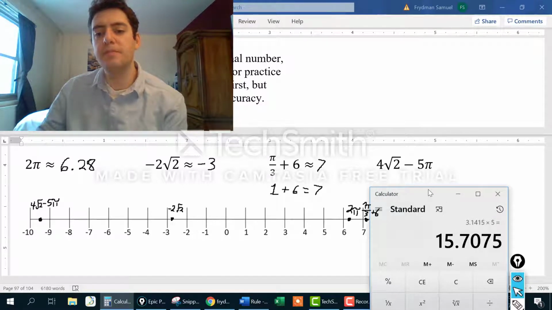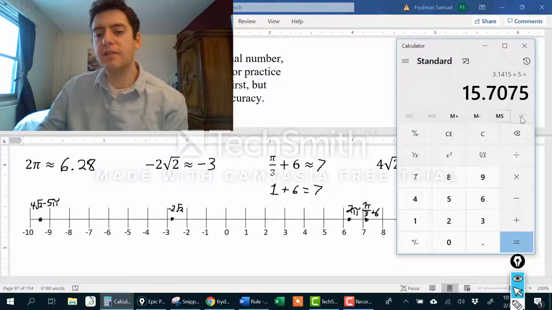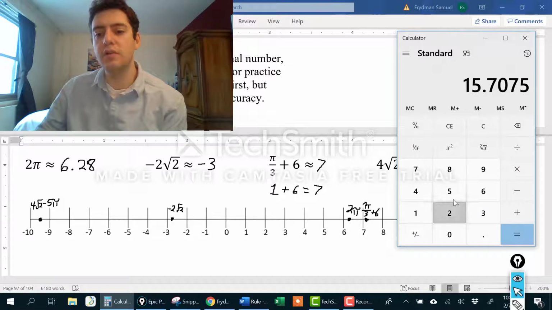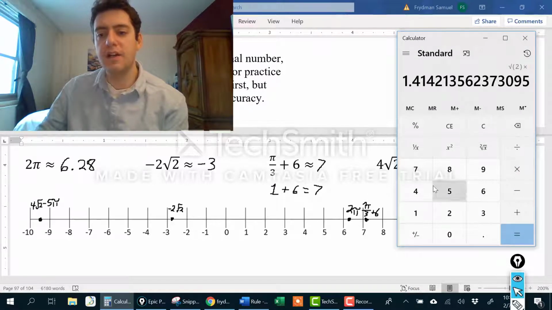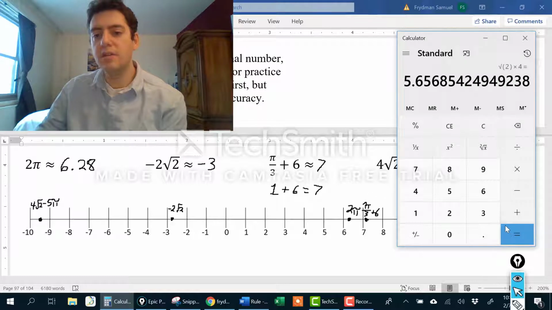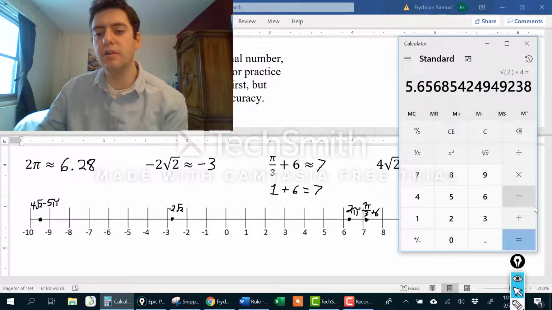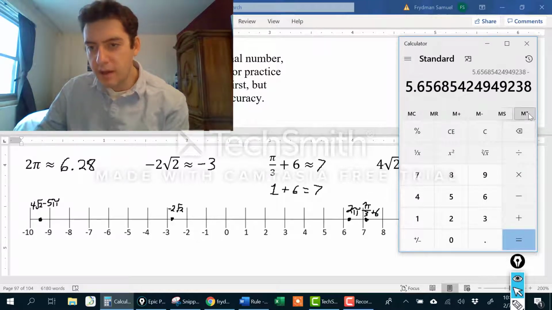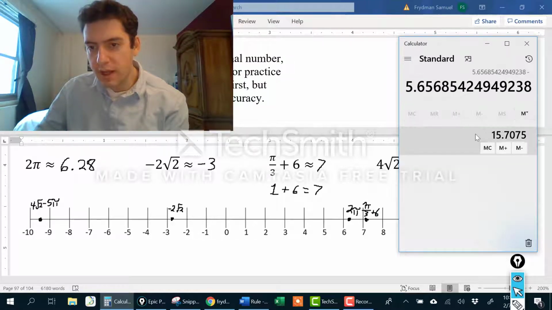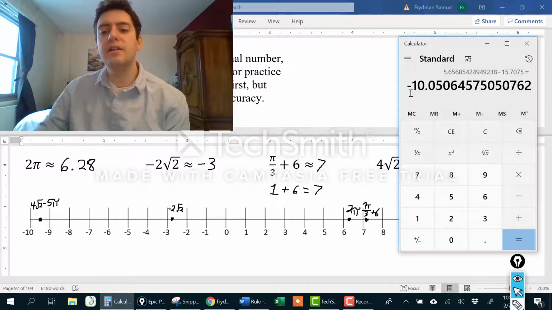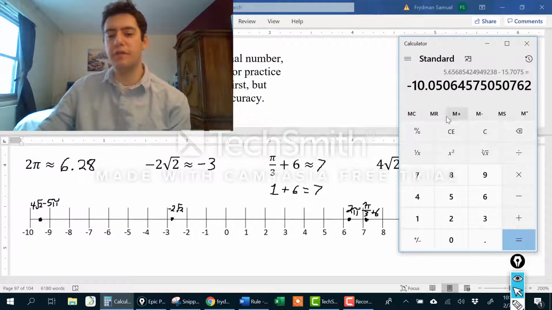So 5 times pi is about that, and we'll hit the M plus button to save it, and then we'll do 4 times the square root of 2. So the square root of 2 is that, and then times 4 equals that, and then I have to subtract the 5 pi, which I saved earlier. So minus, and then I can click on this, and that was the number I had. Okay, and so my answer is negative 10.05. So we can see that we were a little bit off.